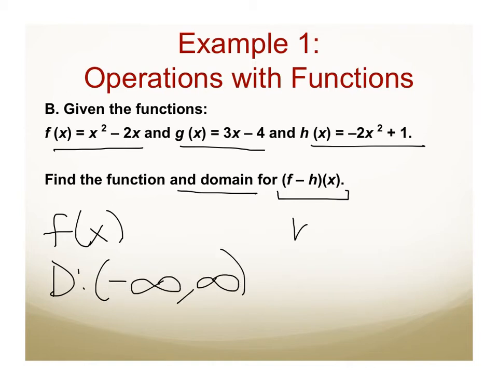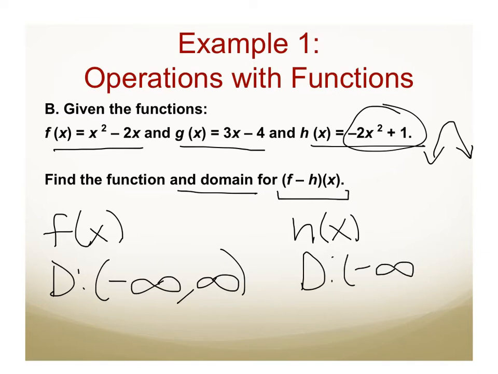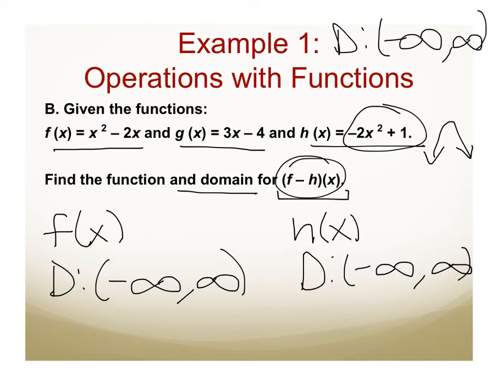And h of x is also a quadratic. It's going to be a downward parabola. And we know since we don't have any even roots or x in the denominator, our function has a domain of negative infinity to positive infinity. So our function here, f minus h of x, is going to have a domain of, I'm going to write that at the top, negative infinity to positive infinity. And that's the domain of the difference of f and h.